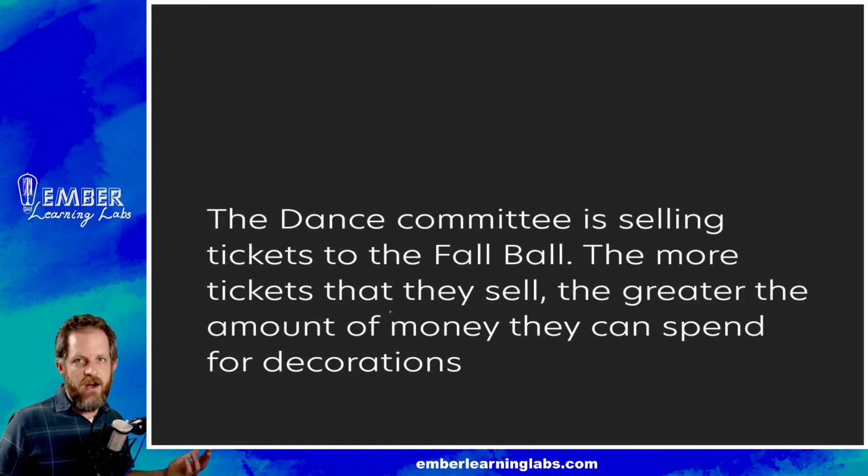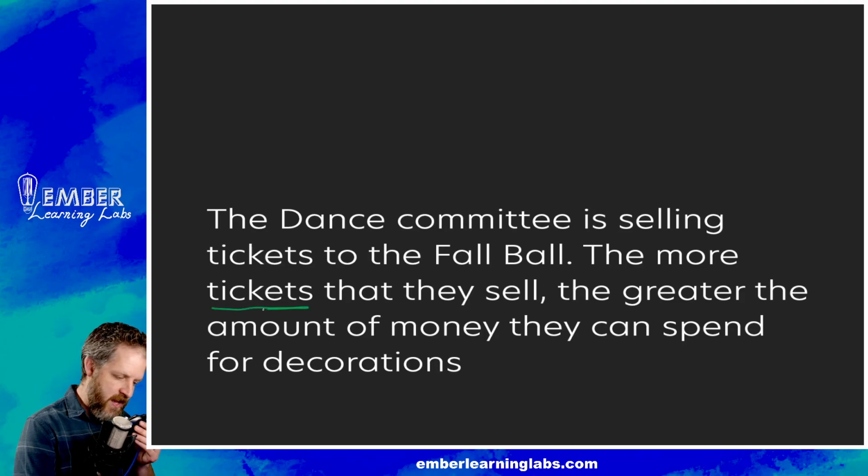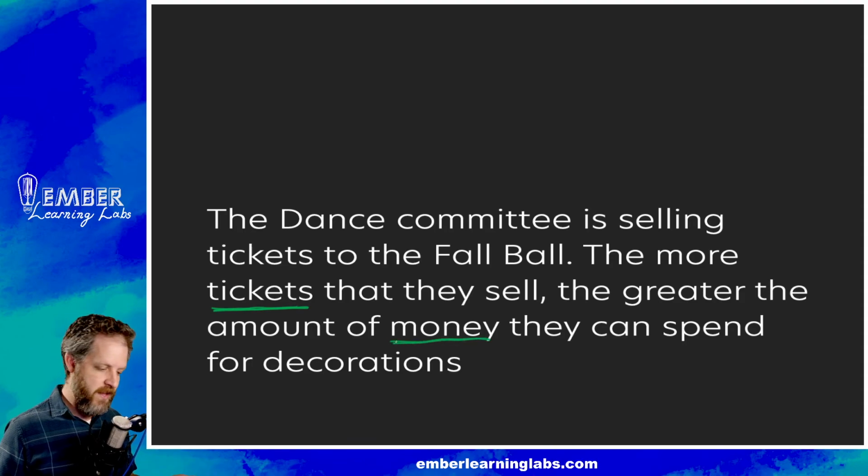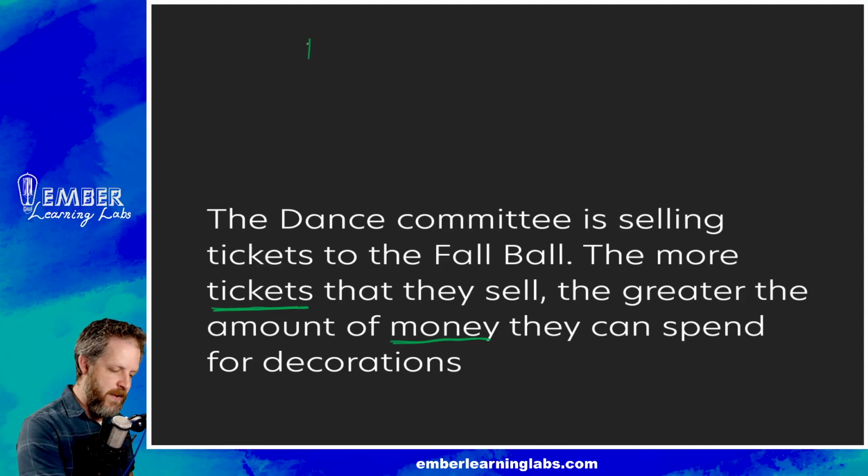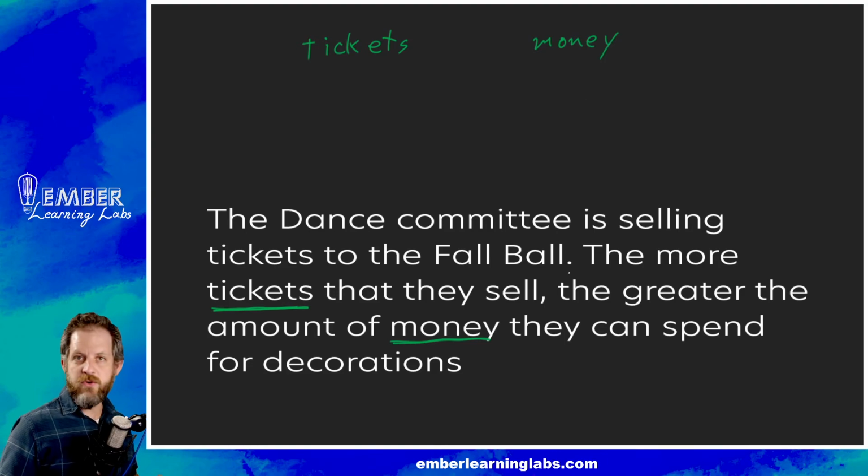So let's see if we can figure out what the unknown quantities are. The more tickets they sell, the greater the amount of money that they can spend. So does tickets depend on money, or does money depend on tickets? Which one is independent, which one is dependent? The more tickets they sell, the greater the amount of money. So the amount of money they make depends on the amount of tickets that they sell.